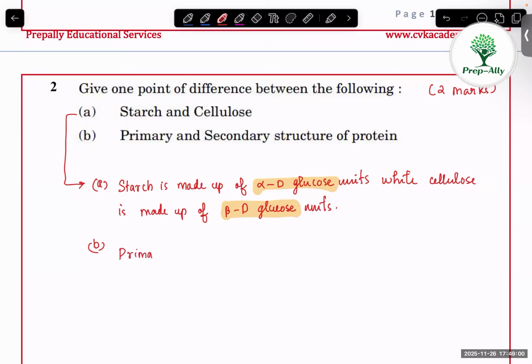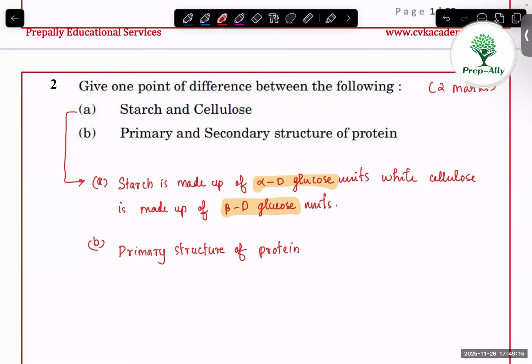primary structure of protein is basically made up of a long chain of amino acids. Okay, so primary structure is basically made up of amino acids linked with each other in a specific sequence.